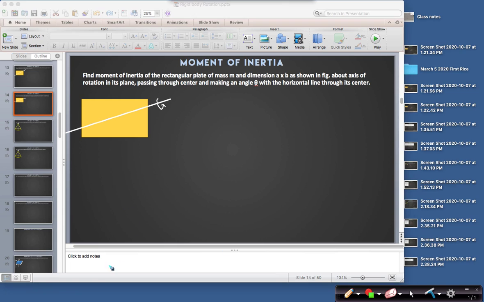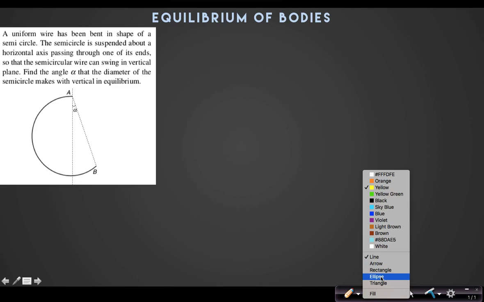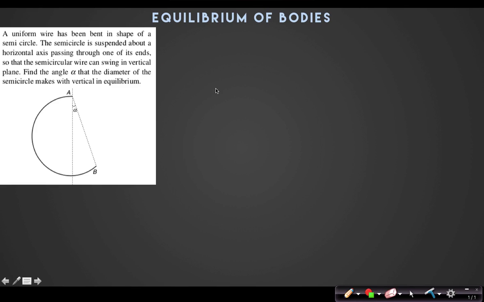Sir, can you please once tell the point of center of mass for this? Please repeat this question, sir. Yes, okay, no problem. I'll first let you understand this question, then I will solve it.